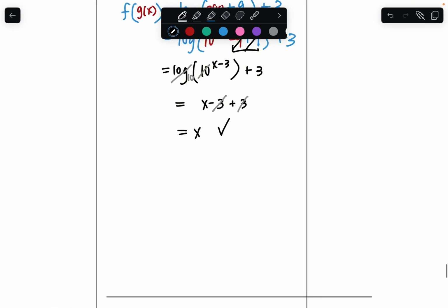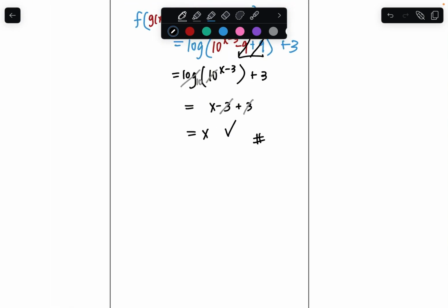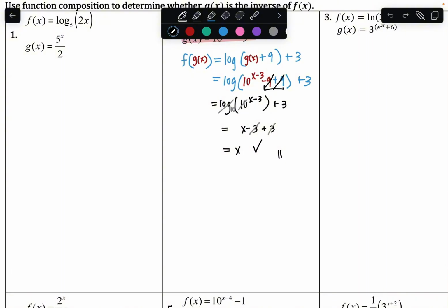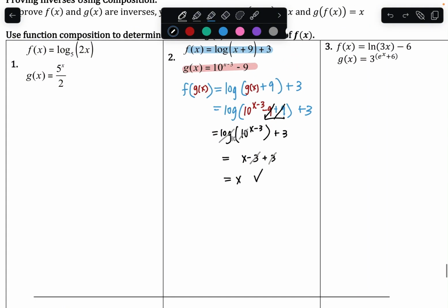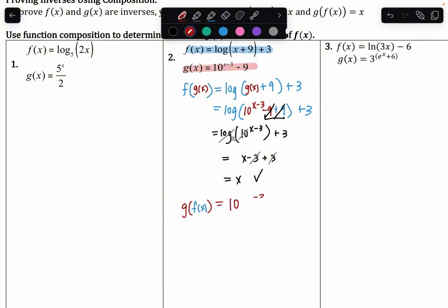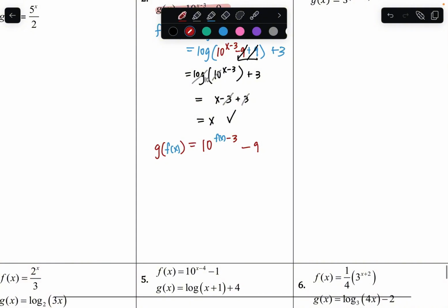So the end of proof symbol is like a little hashtag if you want to do that, but we're not actually done yet. We have to show the other direction technically, where g is the outside function and f is the inside function. So now you get the rule for g, which is 10 to the x minus 3 and then a minus 9. And so instead of x, we're putting f of x right there. Okay, so in my next step, I'm going to write that expression for f of x.